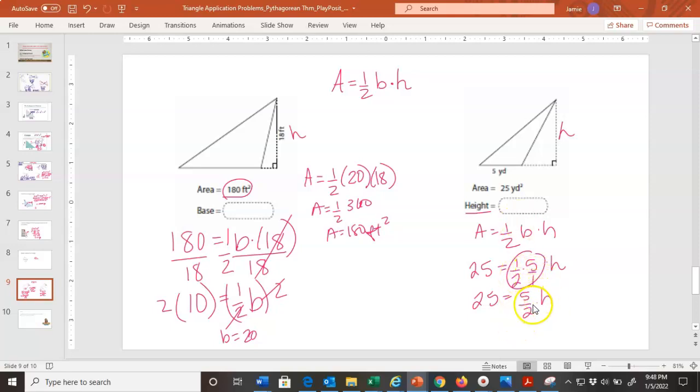And now to get rid of a fraction, kind of like we did over here, because I could have put it on over 1, we're going to multiply by the reciprocal. You flip it. Both sides. When you do that, it gets rid of this fraction, right? Because these divide out and these divide out. So now we have 2 times 25. You can put this over 1. That'll help you multiply it. So that's 50 over 5, which is 10. H is 10.